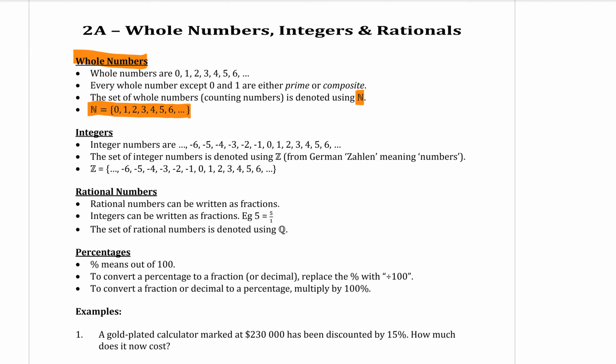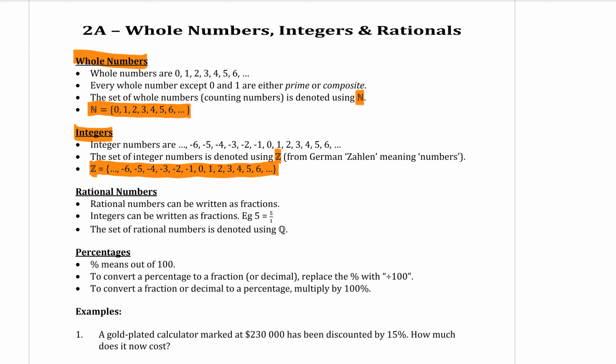Integers, however, is the next group out from whole numbers because it extends into the negative numbers. So we still have all our 0, 1, 2, 3, 4, 5, 6, but we also have negative 1, negative 2, negative 3, okay? So we go into the negative numbers. The letter we use for that is this fancy Z here from German Zahlen, meaning numbers, okay? So we would use Z equals, and we would write it like that.